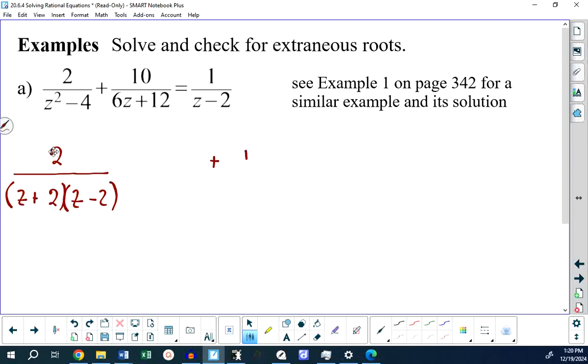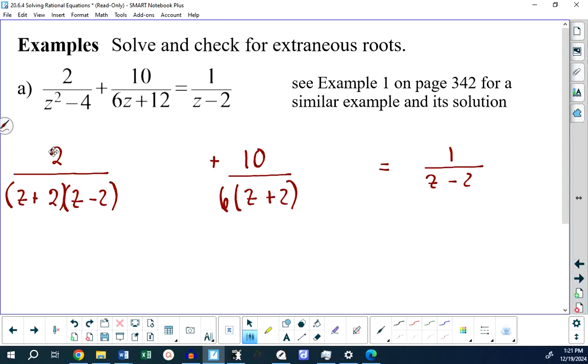And then I have 10 over, and I can factor a 6 out and have z plus 2. I hope you can see that's why I put a line through the middle of my z's. 2 and z look pretty close to each other sometimes. And I'm going to leave some space and write equals 1 over z minus 2. Now it occurs to me that I'm going to rewrite this one more time.